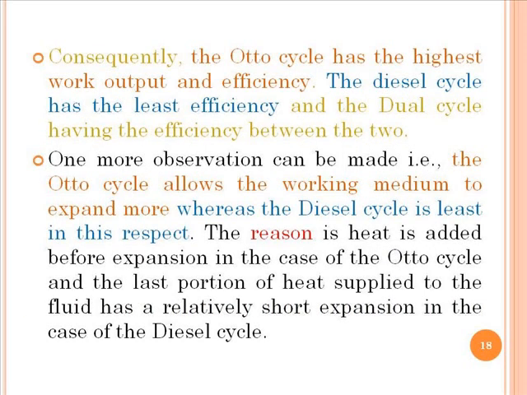So based on the PV diagram and TS diagram, what we had concluded, same thing is mentioned here. Just go through this. So what we had discussed, Otto cycle is having highest efficiency and work output. Second number is of dual cycle, and the last number is of diesel cycle. So just go through this. So what we had concluded, same thing is mentioned here.